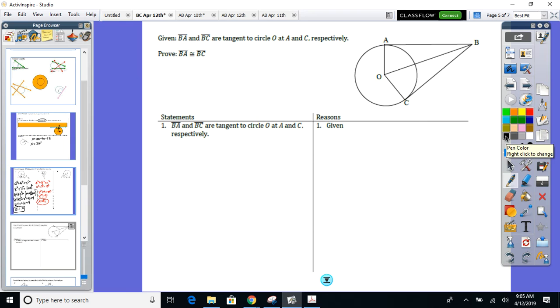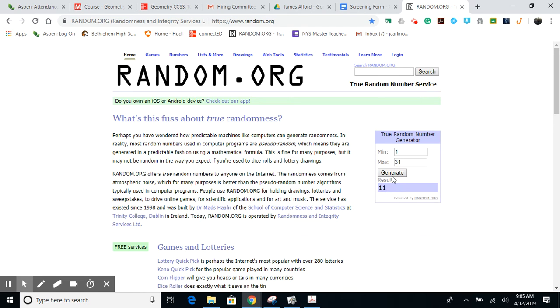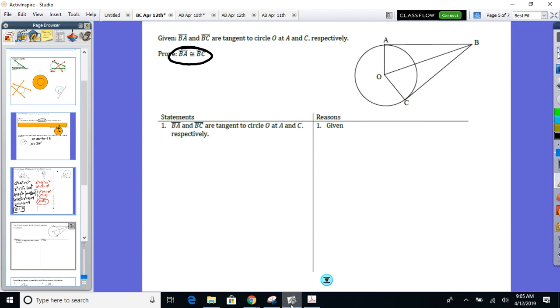Yep, anytime we could fit one in, let's do this. I got tangent lines here. I need to prove BA congruent to BC. Hey, we're not going to do that until we prove what? Triangles. Let's get to it. Prove the triangles congruent. Any circle facts we've talked about you want to use here to get those 2 triangles congruent. 11. What do you got for me?